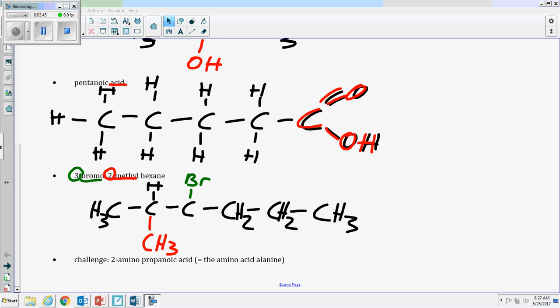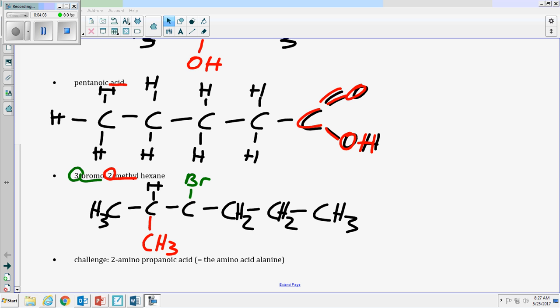So here you see what they should be looking like. The pentanoic acid must have 5 carbons in a row, and because its name ends in oic acid, it is an organic acid, so on that last carbon, or on the first carbon, you must have that acid group with a double bonded O and a single bonded OH.